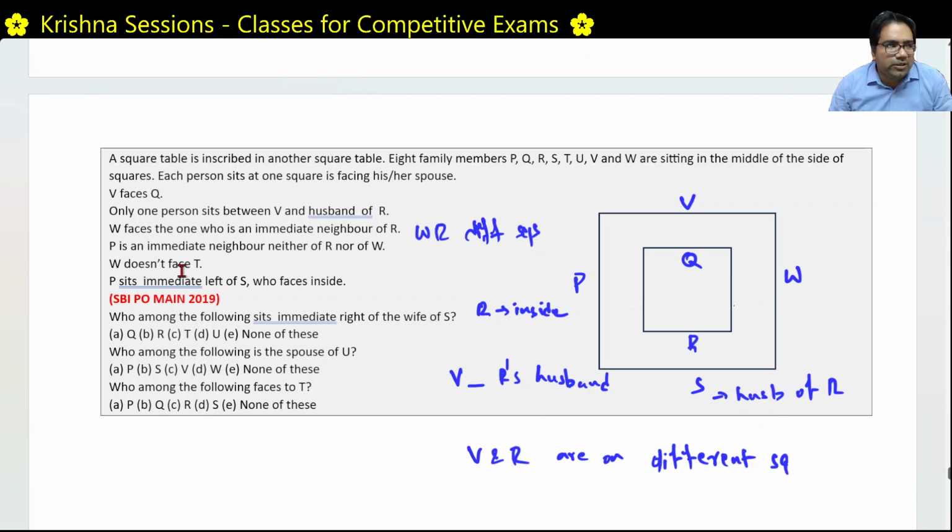Now we are given one more condition. W doesn't face T. What does that mean? T has to sit here, and W has to sit here. Q is the only one that is left. So P and T are husband and wife. V and Q are married. U and W are married. R and S are married. So this is the solution. You have understood this, right?